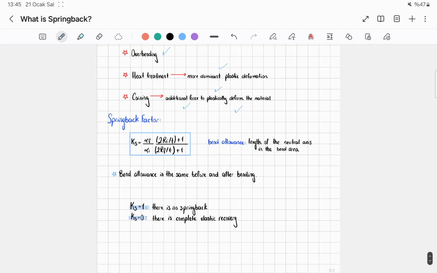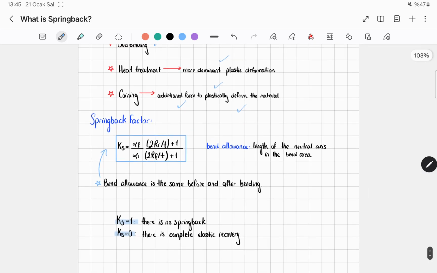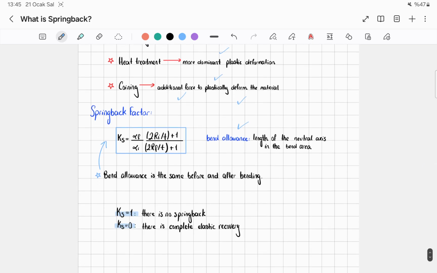Finally, let's check the springback factor. Bend allowance is the same before and after bending, and this definition gives us this equation. And what is bend allowance? It is the length of the neutral axis in the bend area. So the length of the neutral axis in the bend area is the same before and after bending. So what does it tell us?